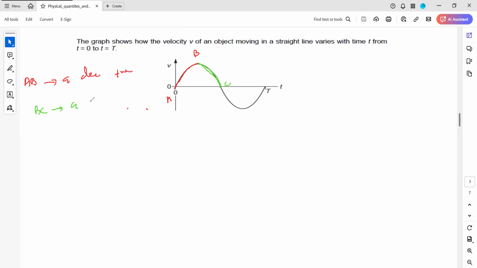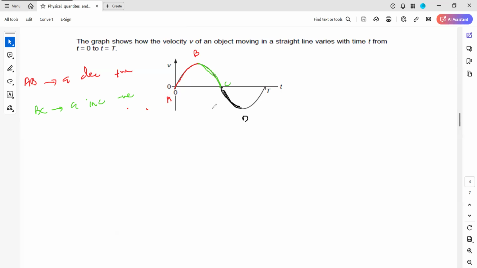So when we take the angle, the acceleration is increasing. And what about the value? The value will be negative. Then moving from C to D, what happened to acceleration? Decrease.